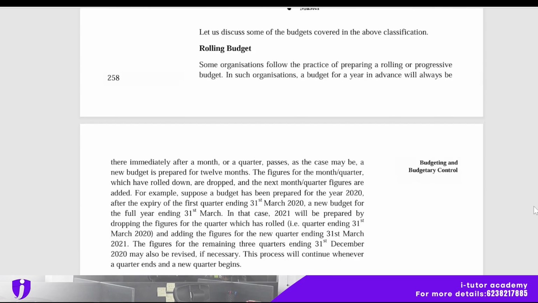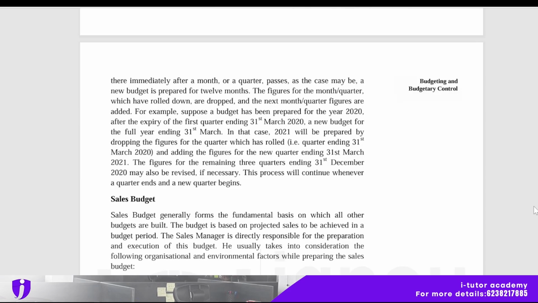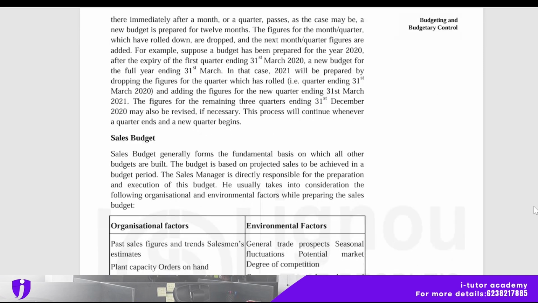Rolling budget. Some organizations follow the practice of preparing a rolling or progressive budget. In such an organization, a budget for a year in advance will always be there. Immediately after a month or a quarter passes, as the case may be, a new budget is prepared for 12 months. The figures for the month or quarter which have rolled down are dropped, and the next month or quarter figures are added. So there is an example also.